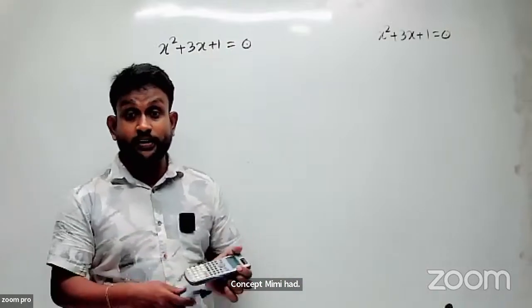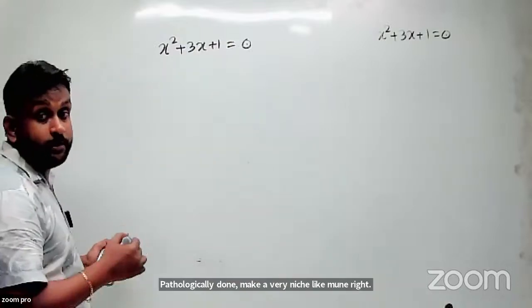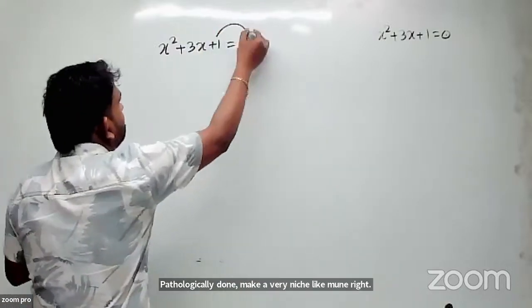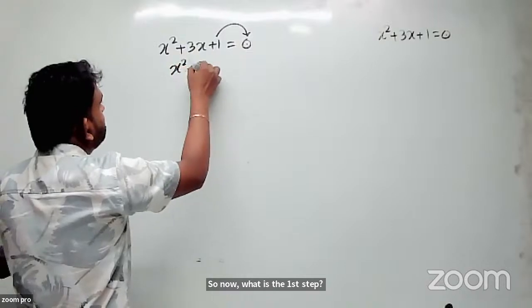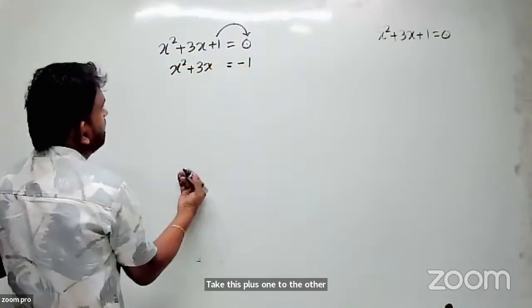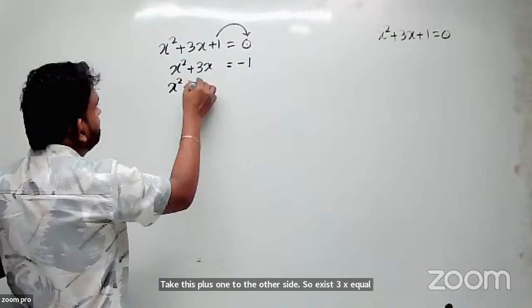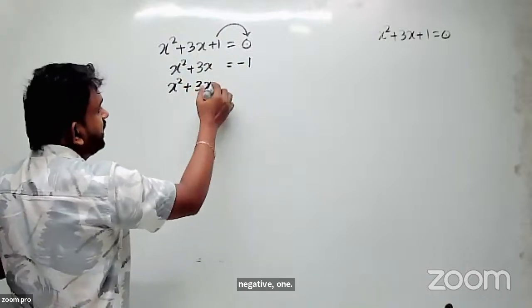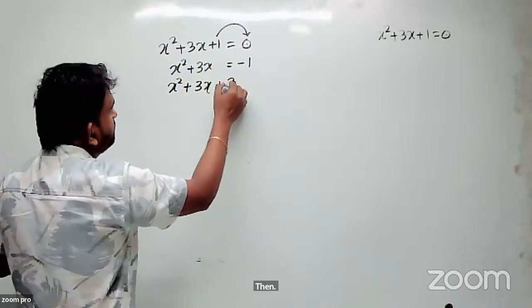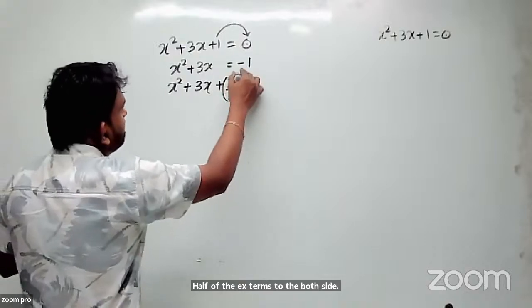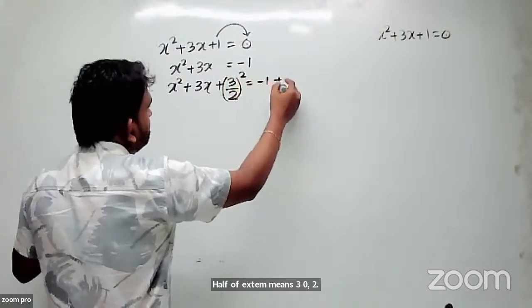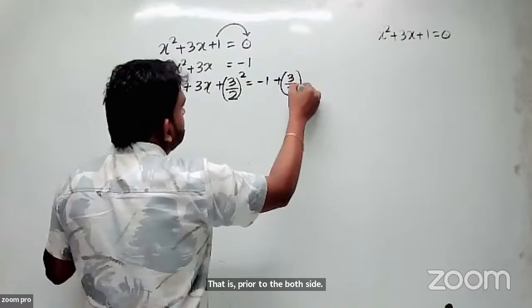So now what is the first step? Take this plus 1 to the other side. So x squared plus 3x equals negative 1. Then add half of the x term's square to both sides. Half of the x term means 3 upon 2. That is squared to both sides. 3 upon 2 squared to both sides.